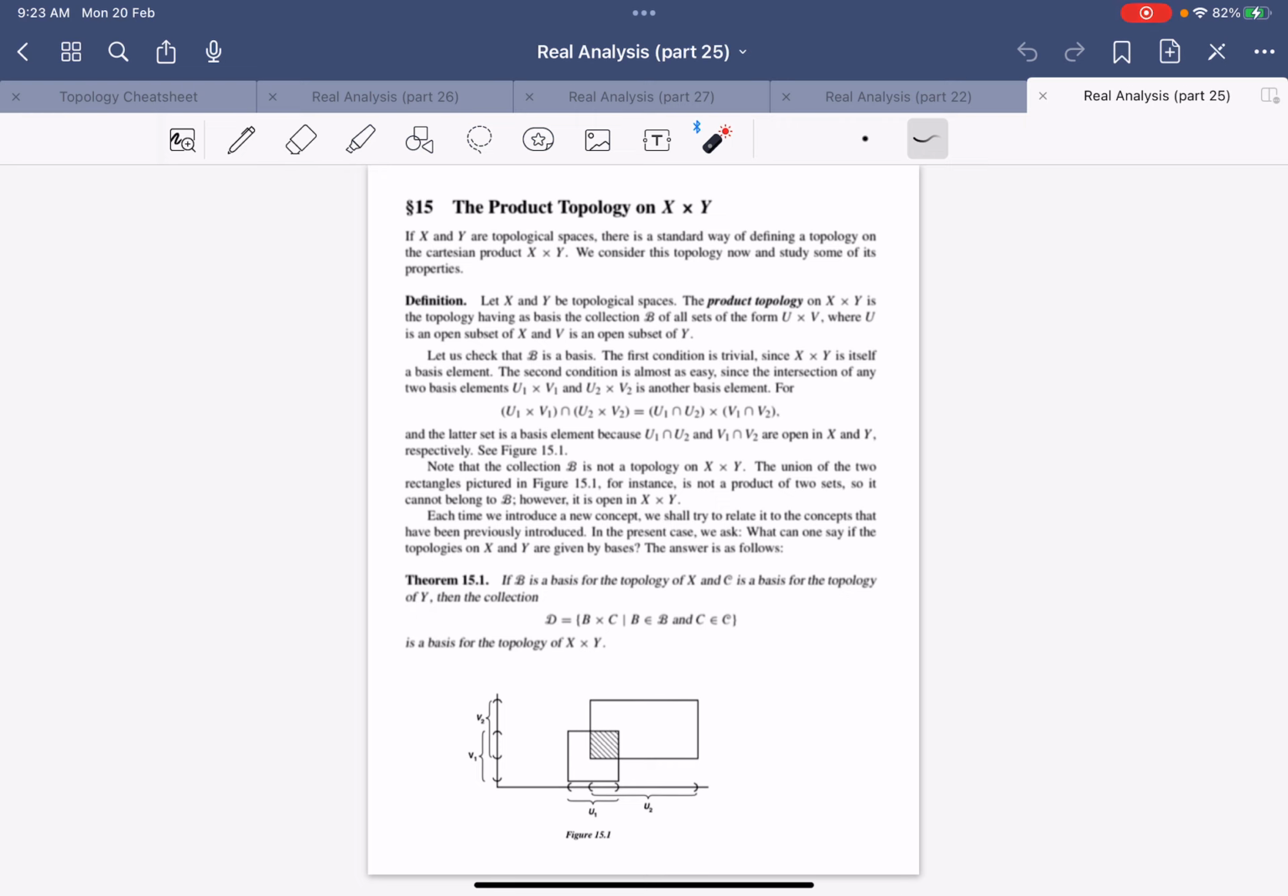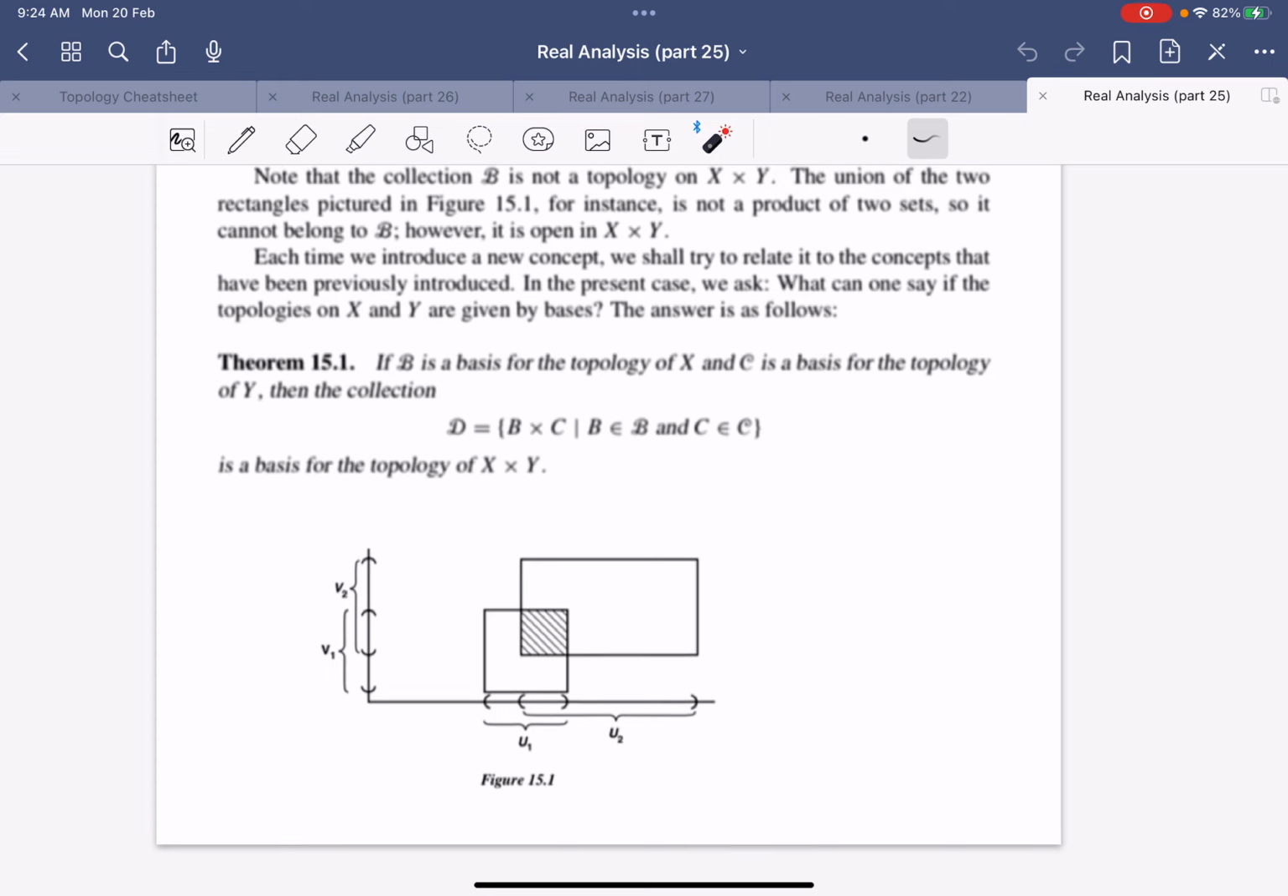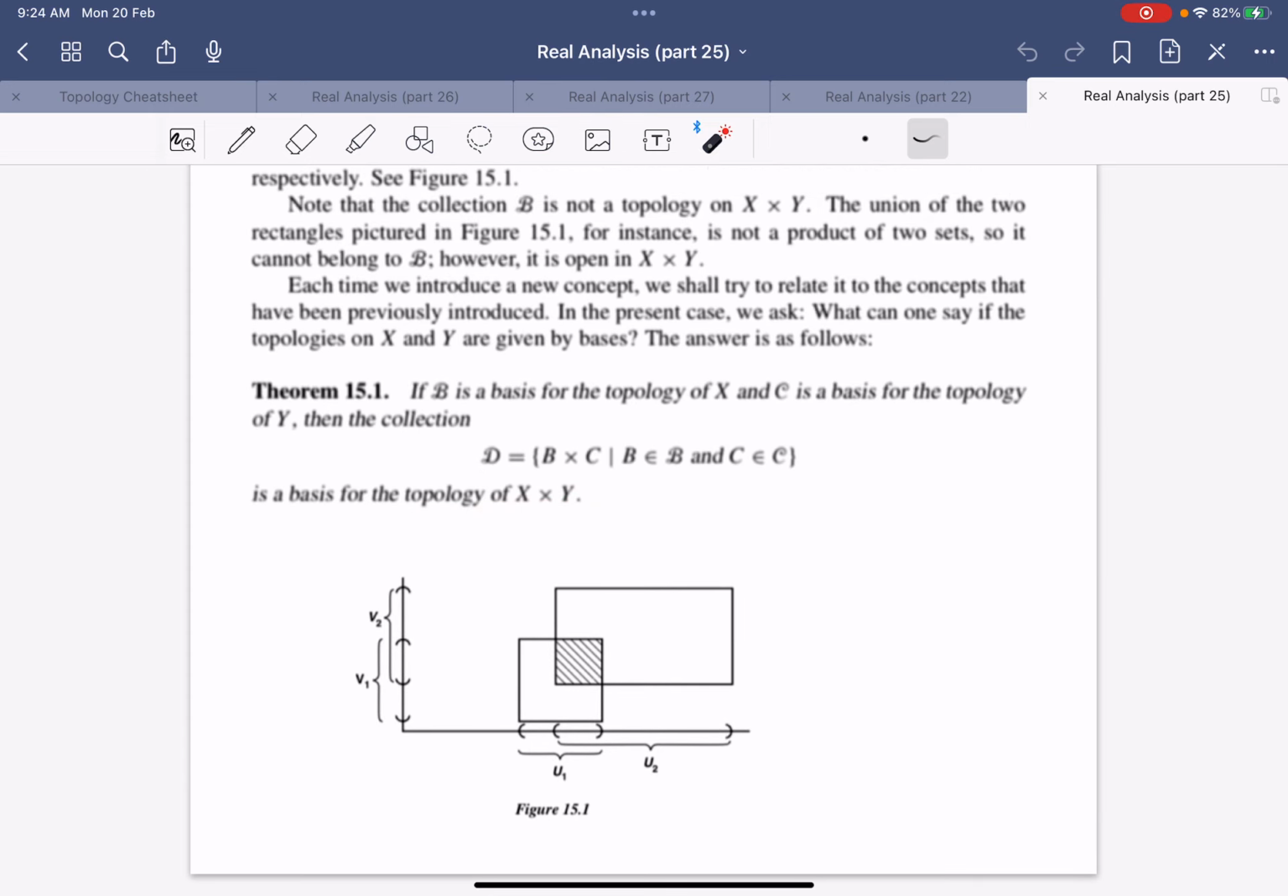And so when script B is a basis of X and when script C is a basis for Y, then the collection D will equal B cross C, where B is an element of the basis of X and C is an element of the basis of Y. And this D will now form a basis for the topology on X cross Y.